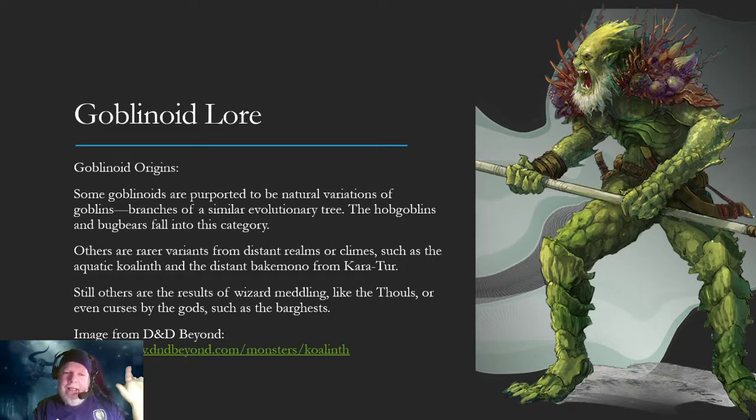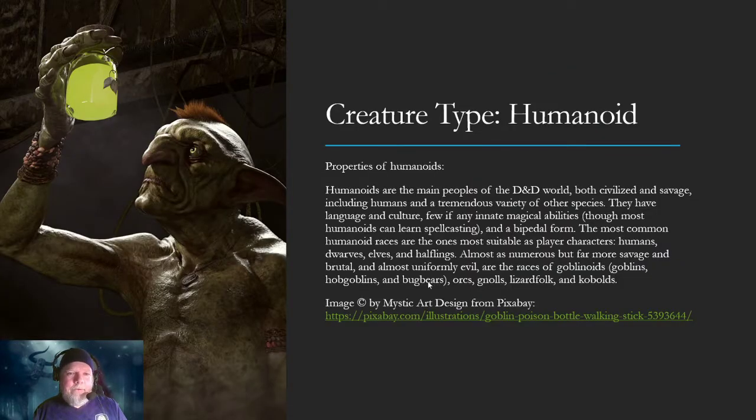Now, still others, and this is where we get into the downright strange, are the results of wizard meddling like Thules, or even curses of the gods, and that's where you get the Barghests from. So we're going to talk a bit more as we look into each of the different types of goblinoids.